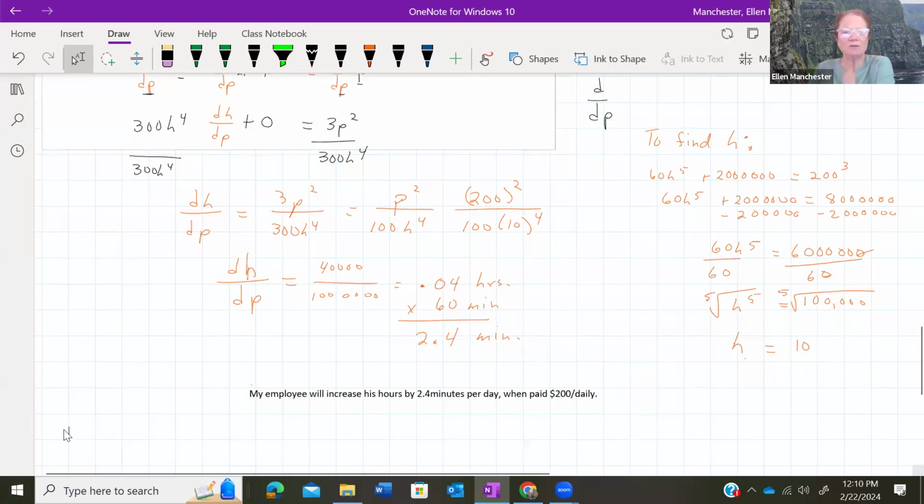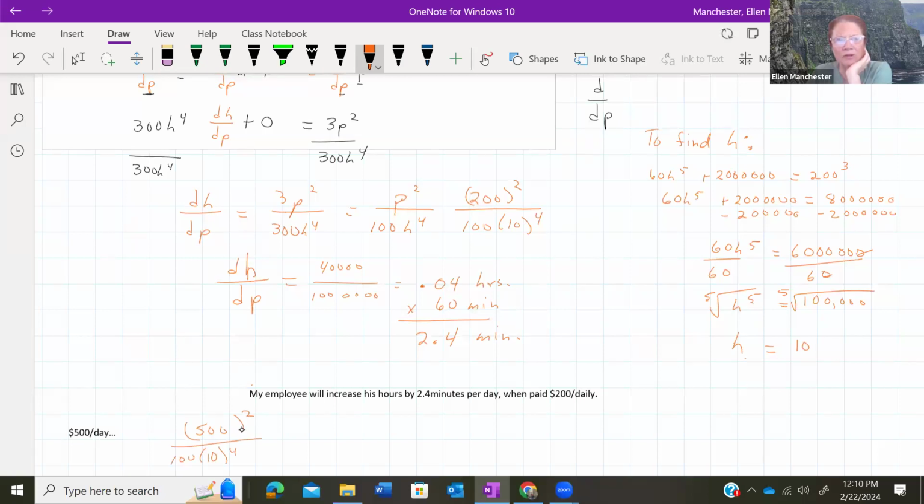Now, what if pay was $500 per day? What would my employee be willing to do? So now what I can do is come up here and go, okay, what if my pay was $500? So 500 squared over 100 times 10 to the 4th. So I get 25 with 4 zeros divided by 1 million. Well, this ends up being 15 minutes. So that makes sense, right?